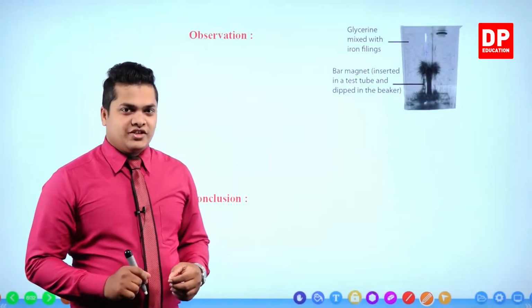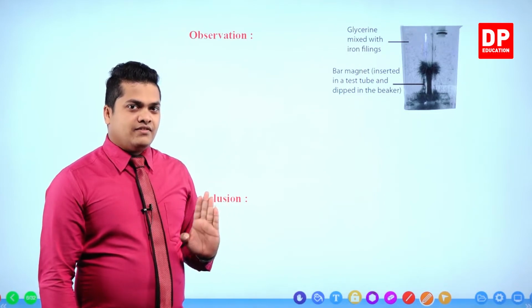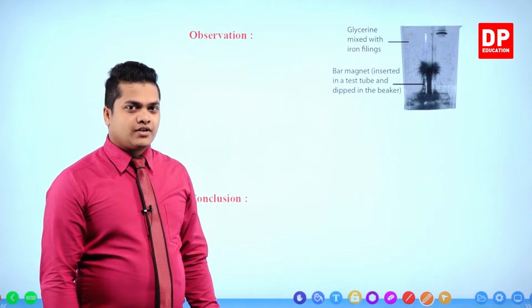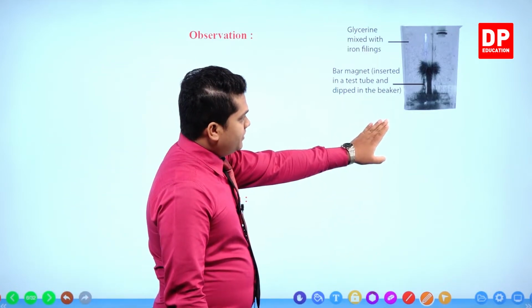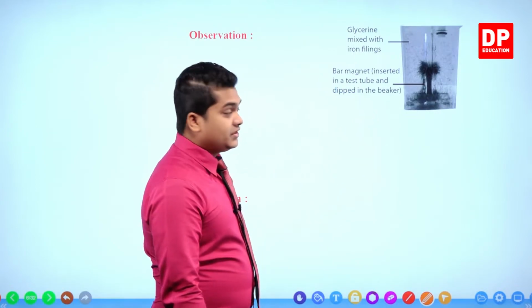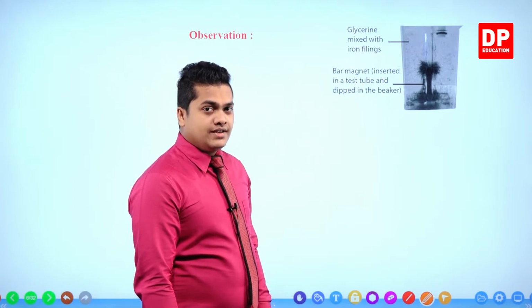Okay. Right, my dear children. So we conducted the activity in our laboratory. We observed how this occurs. In the lab we observed this kind of a figure, this kind of an image. I think that you have observed it clearly.